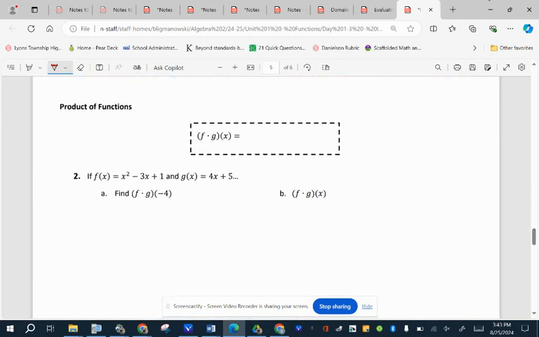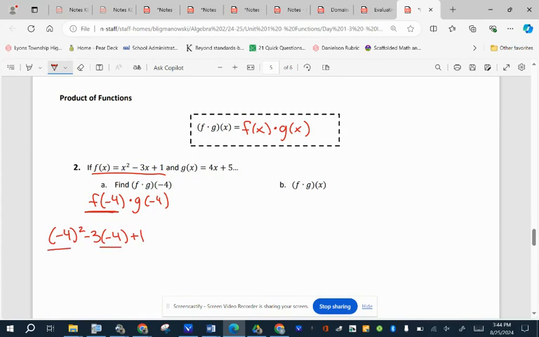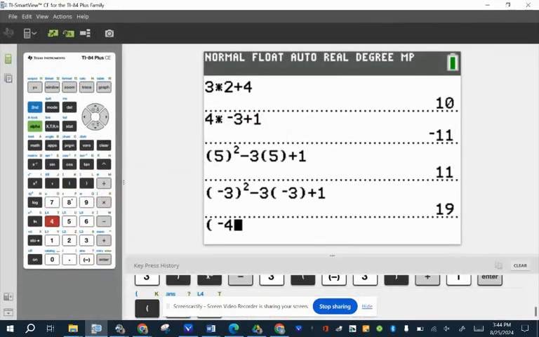Now we're going to do the same thing with product. So f times g of x is the same as f of x times g of x. So I'm always going to split it. So I'm really doing f of negative 4 times g of negative 4. So again, first I'm going to plug negative 4 into f. So negative 4 squared minus 3 times negative 4 plus 1. Notice I'm always using parentheses. That's super important. Now we're going to plug that in the calculator.